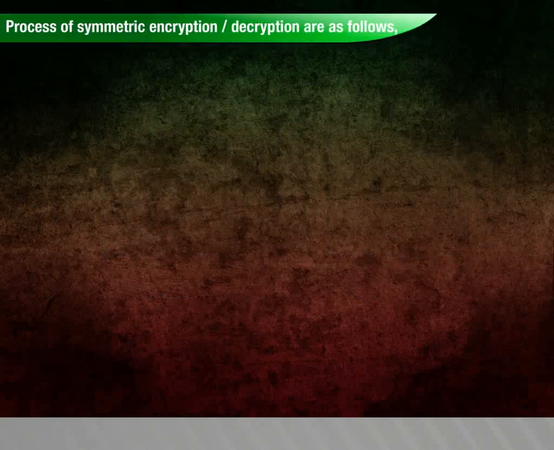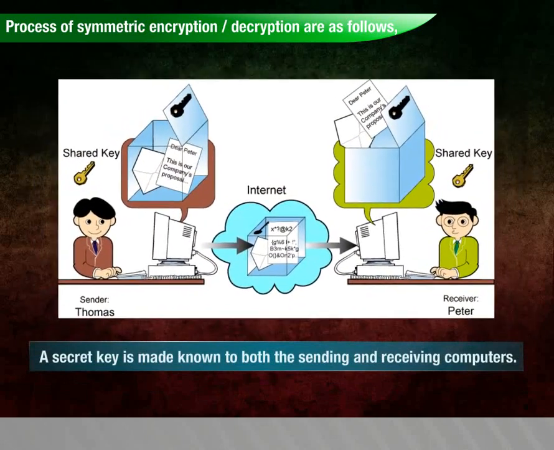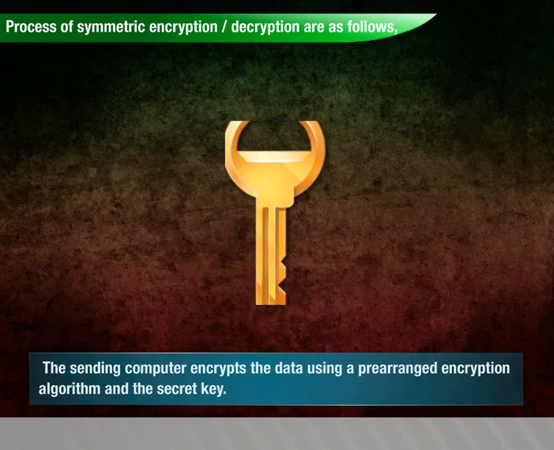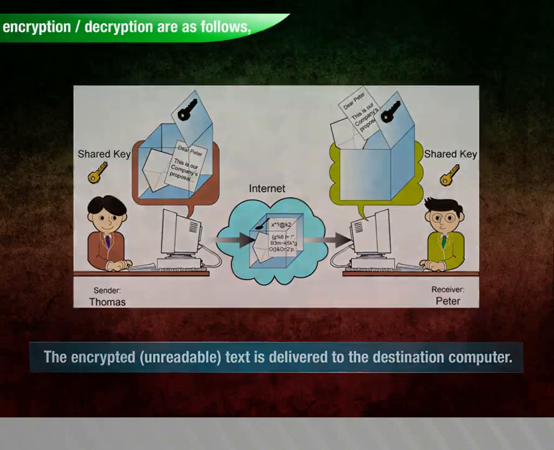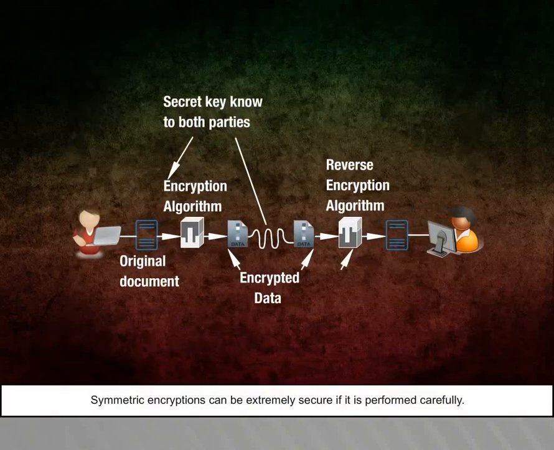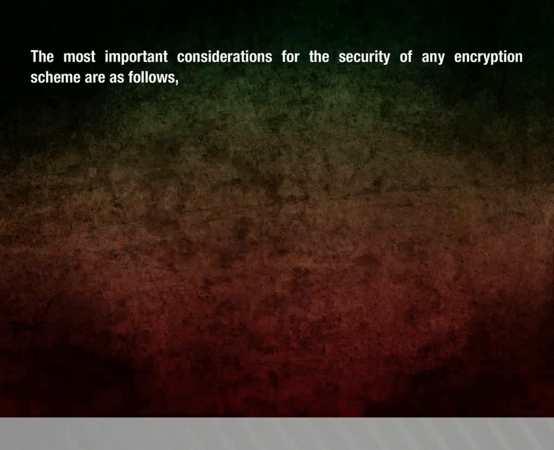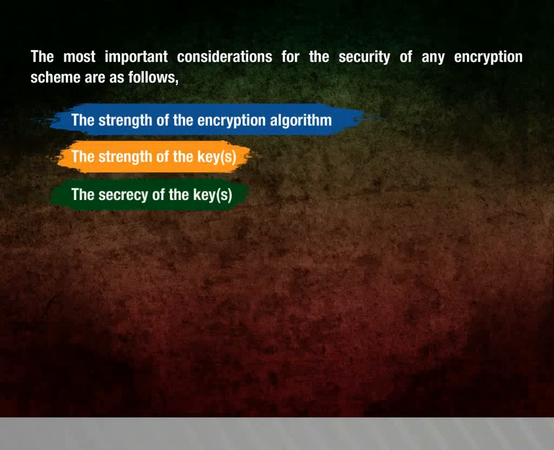The process of symmetric encryption or decryption is as follows. A secret key is made known to both the sending and receiving computers. The sending computer encrypts the data using a pre-arranged encryption algorithm and the secret key. The encrypted, that is, unreadable text is delivered to the destination computer. Symmetric encryption can be extremely secure if it is performed carefully. The most important considerations for the security of any encryption scheme are the strength of the encryption algorithm, the strength of the keys, and the secrecy of the keys.